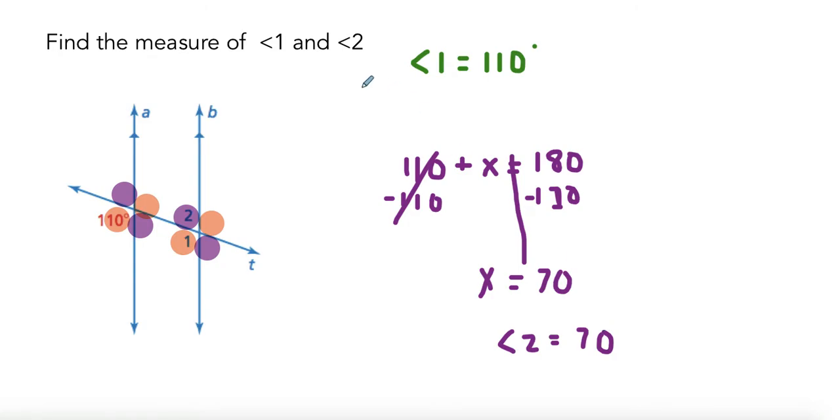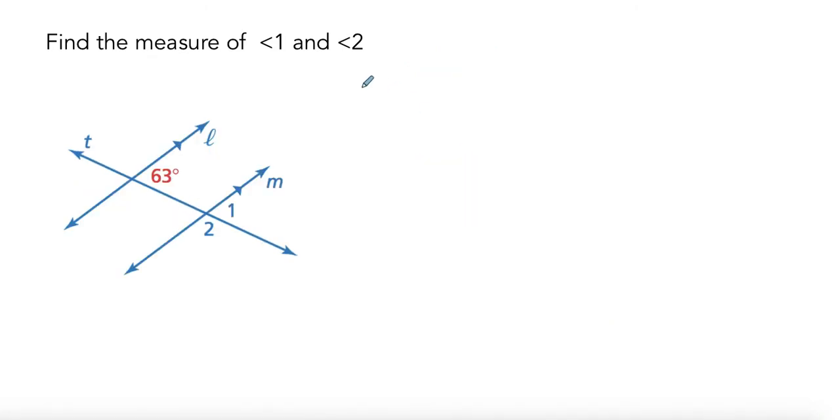Let's try another problem. Find the measure of angle 1 and angle 2. Well, I'm given in this problem that one of my angle measurements is 63 degrees. So let's label all of my angles that are congruent to this. Here I can see that 63 degrees is congruent to the measure of angle 1. So I can write the measure of angle 1 is equal to 63 degrees.